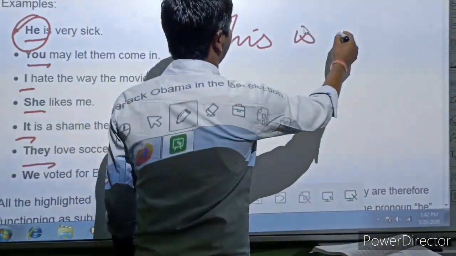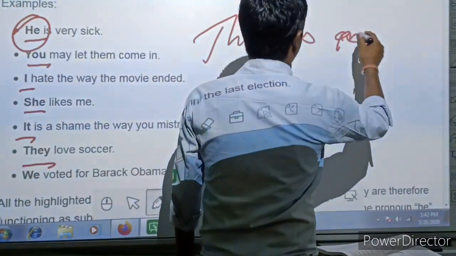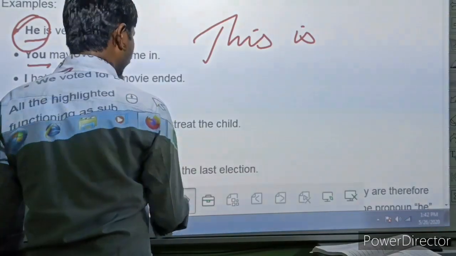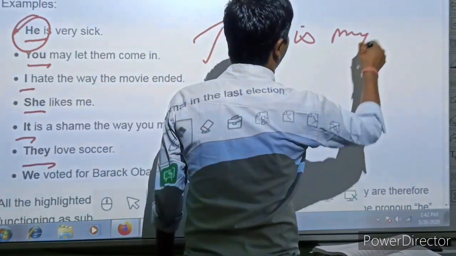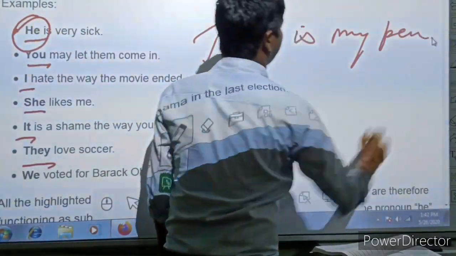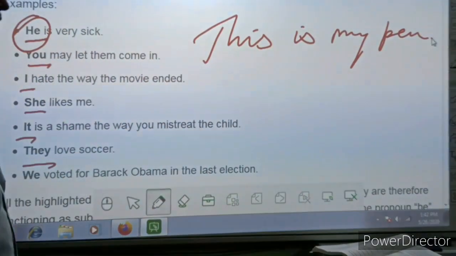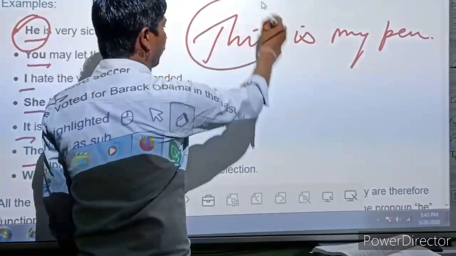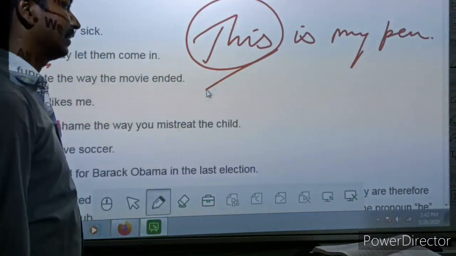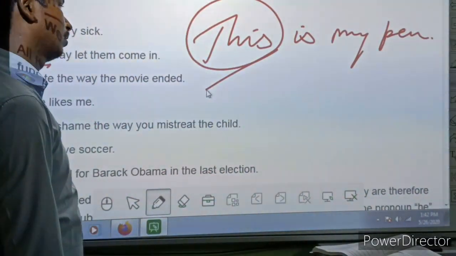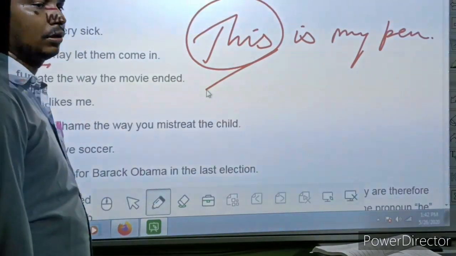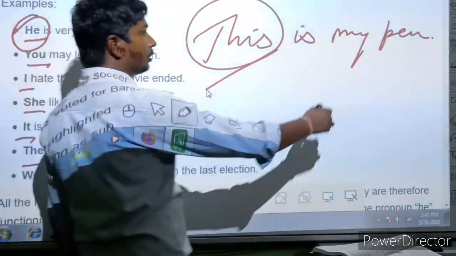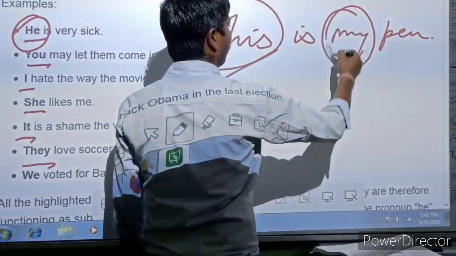This is my pen. Here in the sentence you can see, this is my pen. This, these, that, those, this type of pronoun can be said as a demonstrative pronoun. After this you can see here, my.